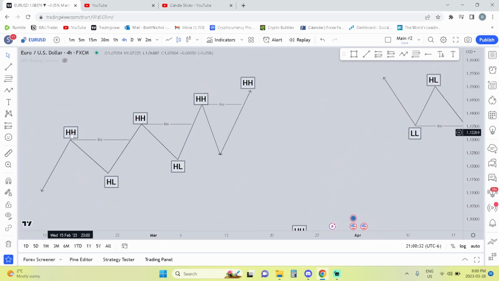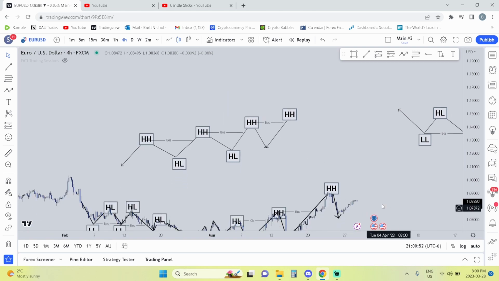Again, a higher high is only confirmed by breaking a previous higher high to the left, and the higher low is only confirmed when a new higher high is made. And then, yeah, that's about it. That's market structure and swing structure.